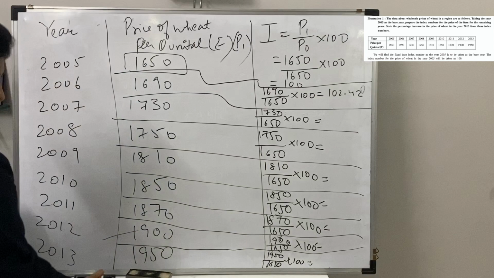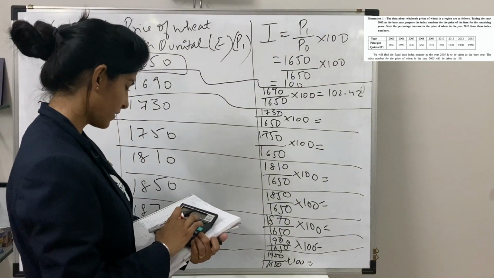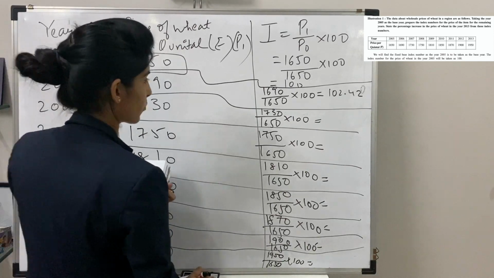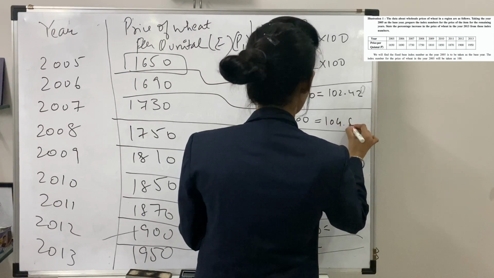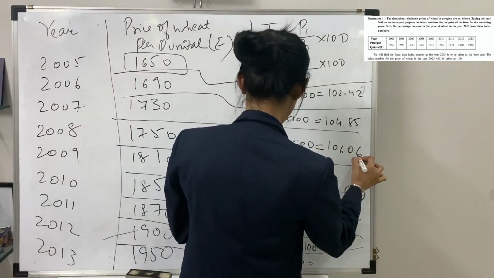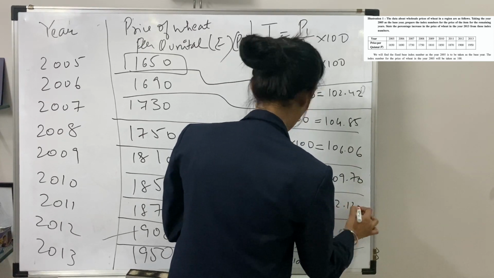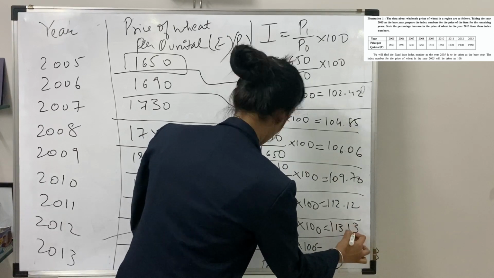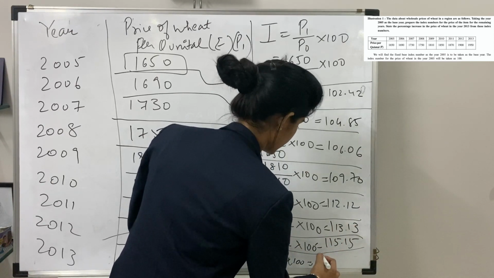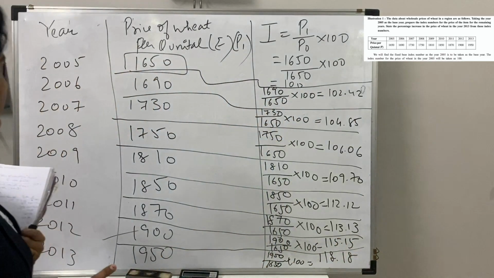Now if you want calculations on your calculator, 1730 divided by 1650 into 100. Your answer will be 104.85. As I have all my answers with me, I'll write the answers directly. 106.06, 109.70, 112.12, 113.13, next is 115.15, and the last one is 118.18. This is your final answer.